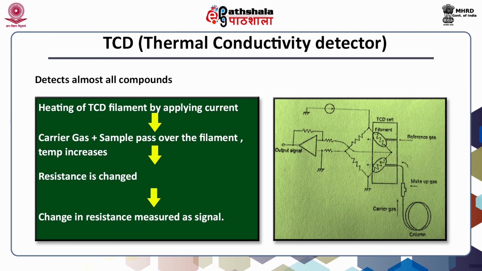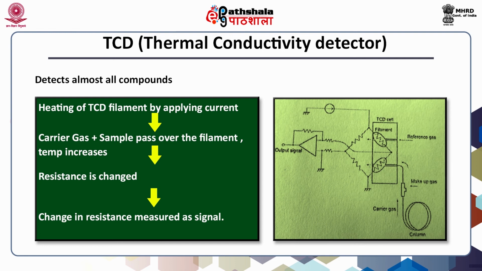So, there is a generation of electric current, and this electric current is measured and represented in the form of a peak. This detector also has some merits, because it is also a kind of universal detector. It is simple, it can be used in almost all types of applications, and the advantage is that it is a non-destructive type of detector.